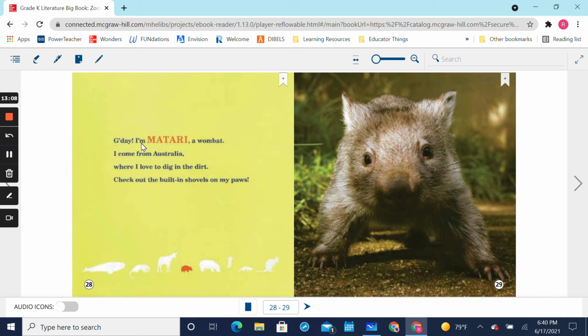Good day. I'm Matari, a wombat. I come from Australia, where I love to dig in the dirt. Check out the built-in shovels on my paws.